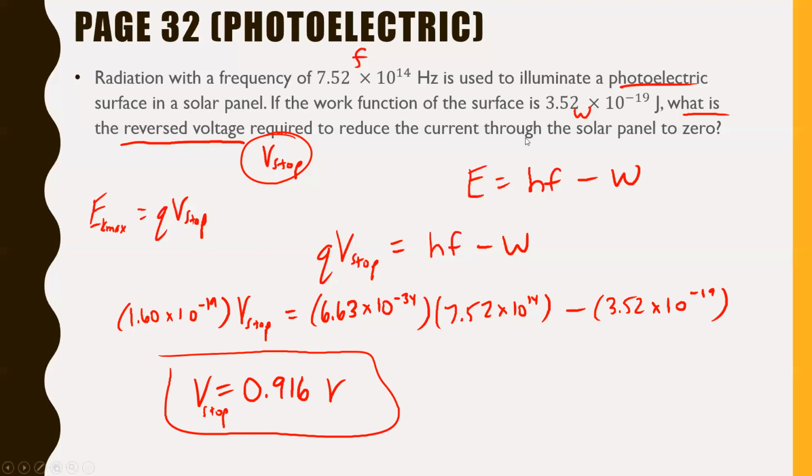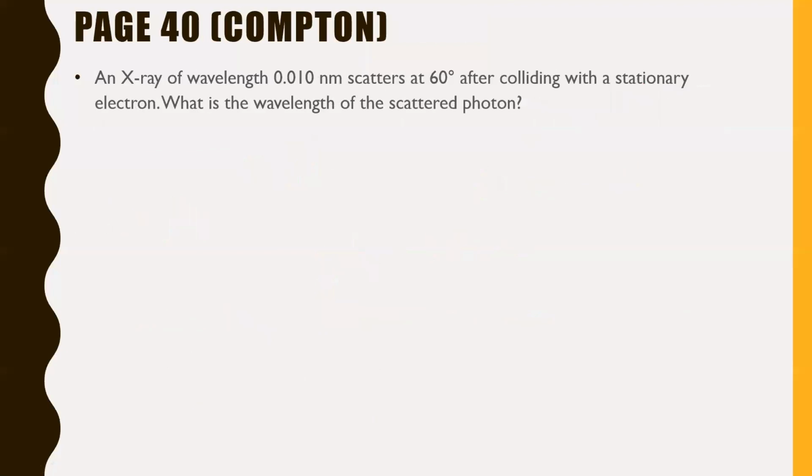Good. All right, we got one more question we're going to do here. This one's on page 40. It's going to be the only Compton effect question we do here. An X-ray of wavelength 0.010 nanometers scatters at 60 degrees after colliding with a stationary electron. What is the wavelength of the scattered photon? Pause the video here, give it a try.